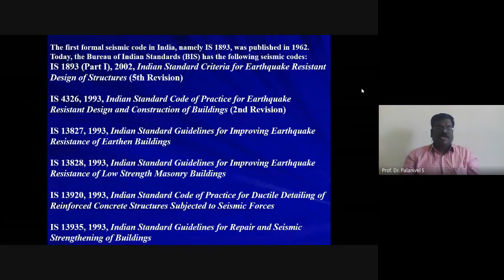So IS 13920 and IS 1893 are all very important for you. IS 13935 1993, Indian standard guidelines for repair and seismic strengthening of buildings. I also told you this came after the Bhuj earthquake and the Latur earthquake of Maharashtra.